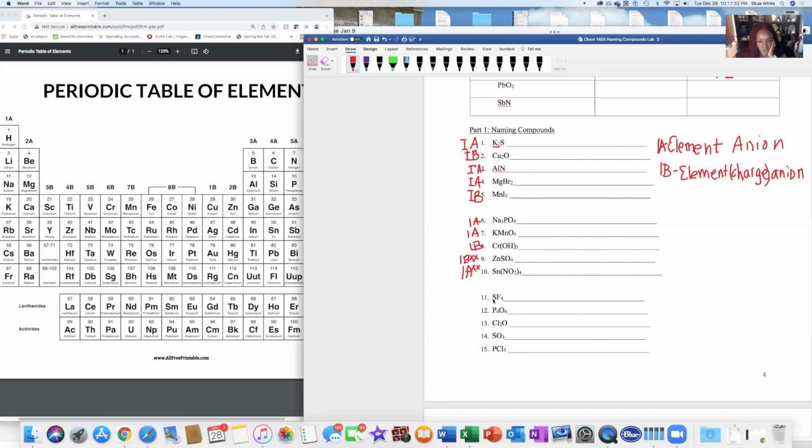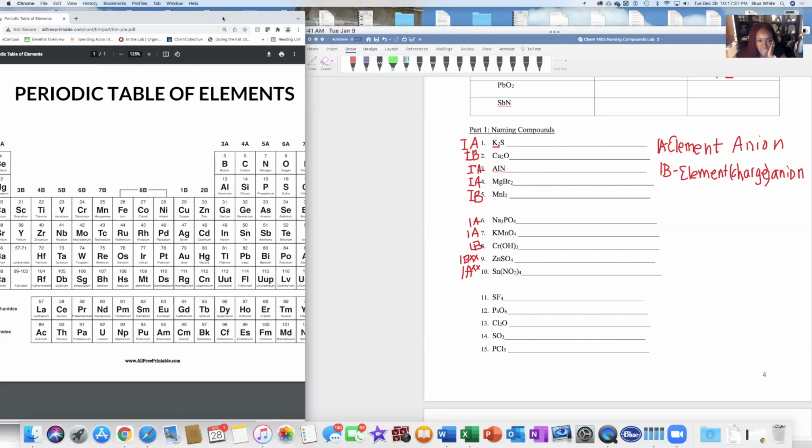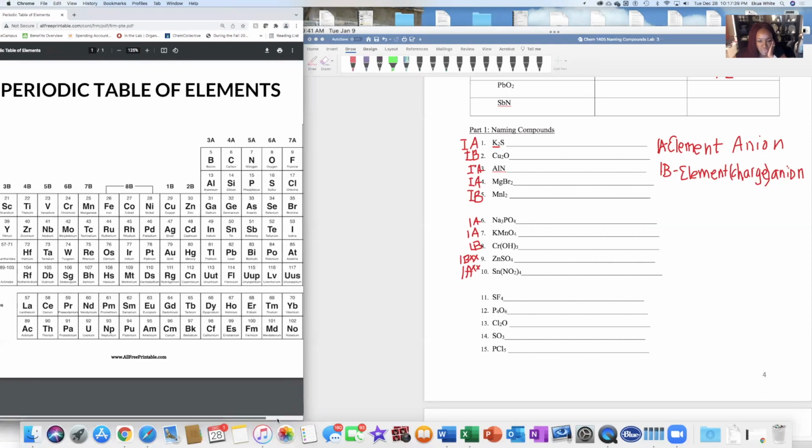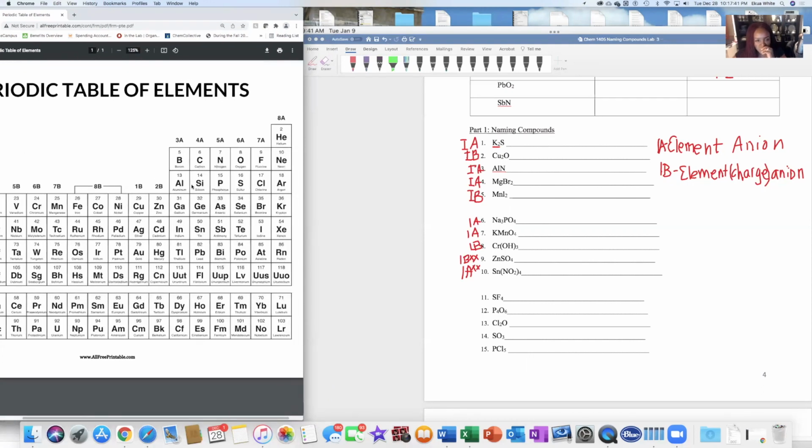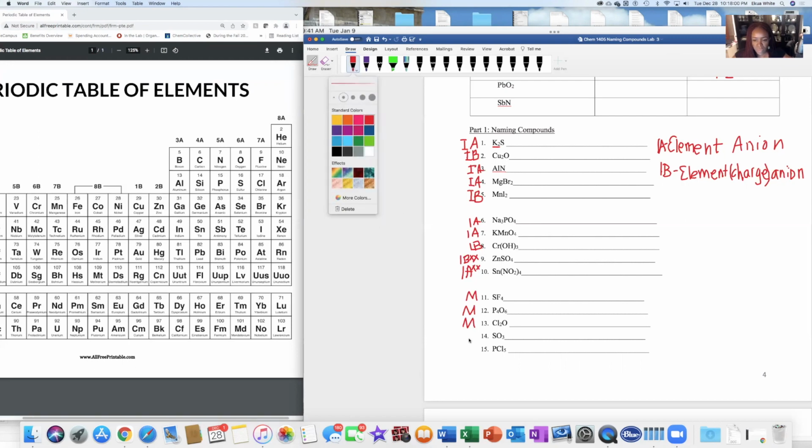And then let's see, sulfur. Sulfur is to the right of the periodic table. Even though I haven't covered this in the lecture part yet, I'm gonna cover it in the lab. Sulfur is to the right of the zigzag. To the right is a nonmetal. So the nonmetal, we'll name it as molecular compound, okay? Phosphorus, also to the right of the zigzag, molecular compound. Chlorine, to the right of the zigzag, molecular compound. Sulfur again, molecular compound. Phosphorus again, molecular compound.